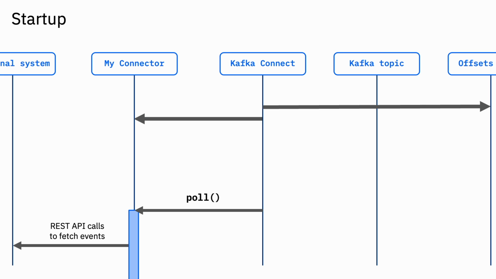And it does that so that at startup time, it can go back and retrieve those offsets and give them to the connector. So what it's doing is it's saying the last time you were running, the last weather event you gave me was from this time.